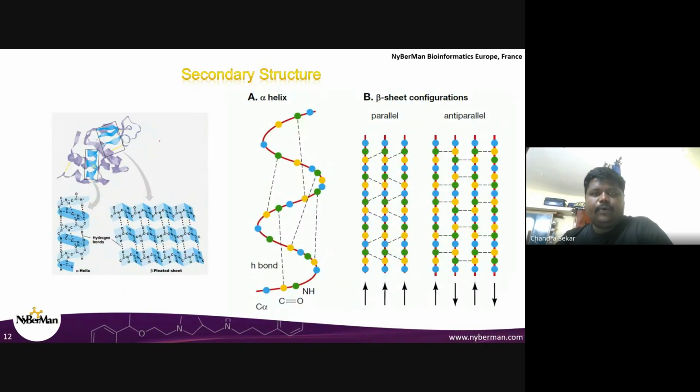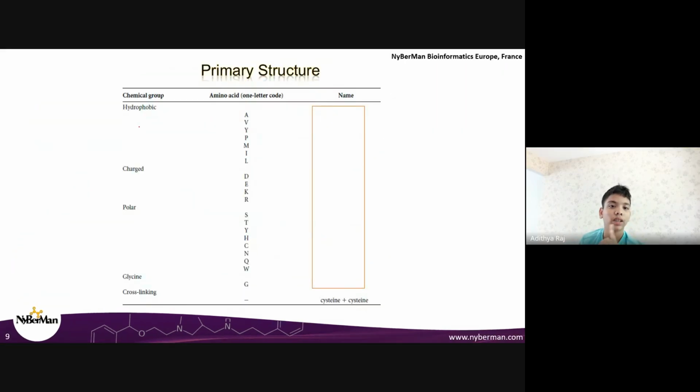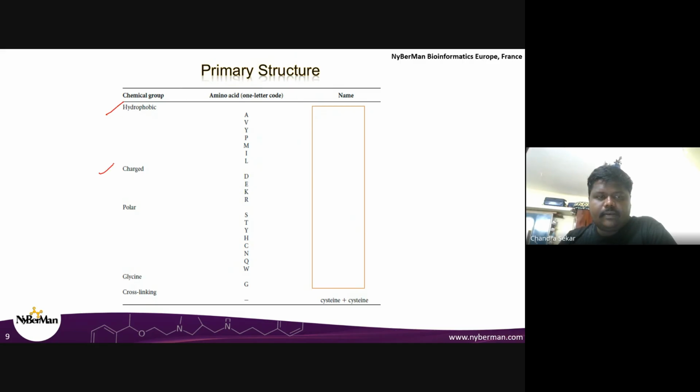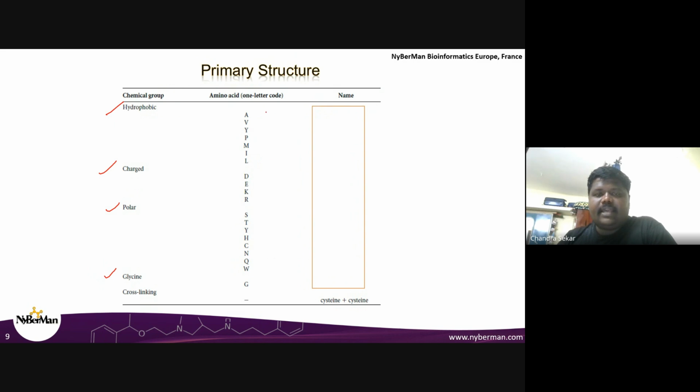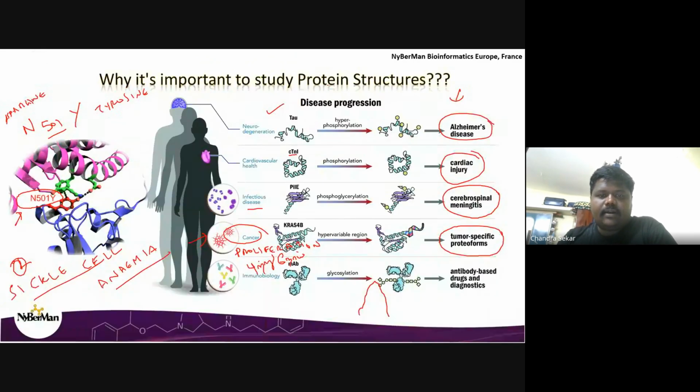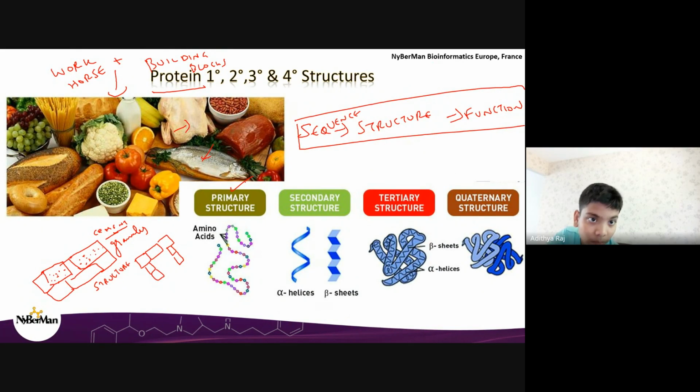Now you can see here, Adi. Hydrophobic, charged, polar, glycine, cross linkage. These are the types of amino acids, and we are thorough with this. This is called primary. This is called as what? Primary structures.